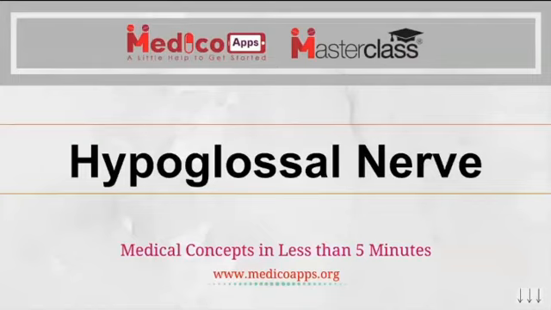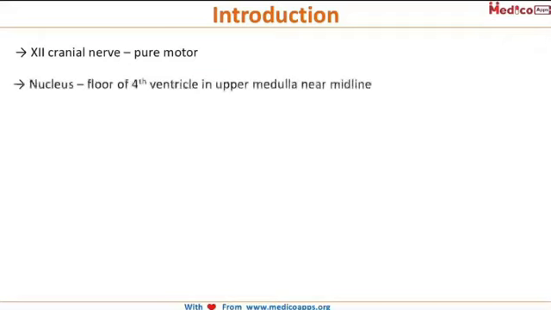In today's masterclass, we'll learn about the hypoglossal nerve. The hypoglossal nerve is the 12th cranial nerve. It is the 12th and the last cranial nerve, and it is a purely motor nerve. Its only function is to supply muscles of the tongue.